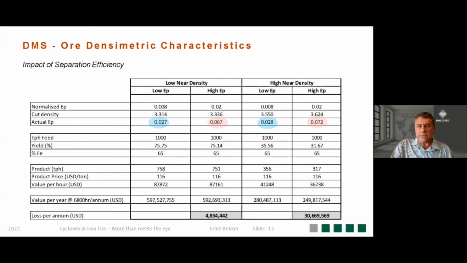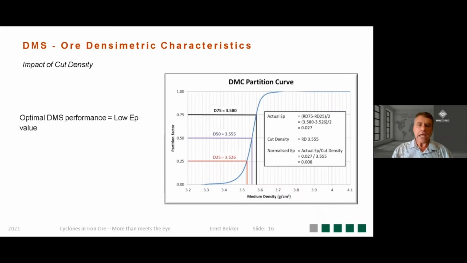In low near density material separation ore bodies, it does have an economical impact, but not so significant as what you have with the high near dense environment. So there's one area which can become a problem, even though the cyclone has been selected correctly. Coming back to this graph, the comment was made that optimal DMS performance is associated with a low EP value. That's what the handbook says, that you see in theory, and everyone agrees with that.